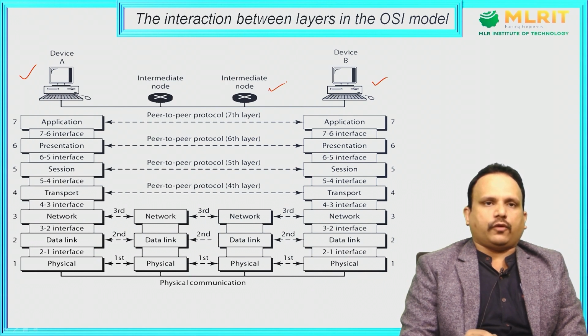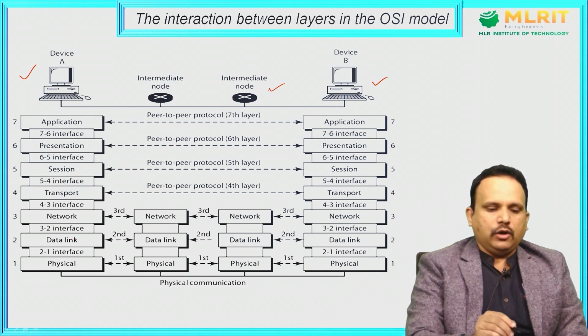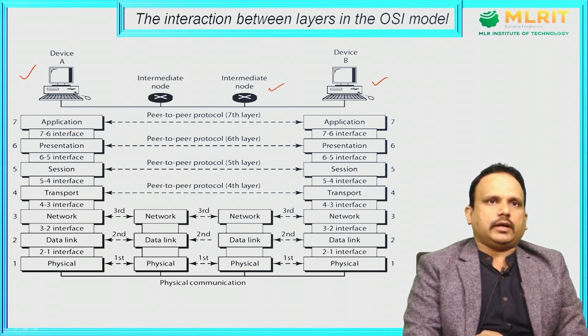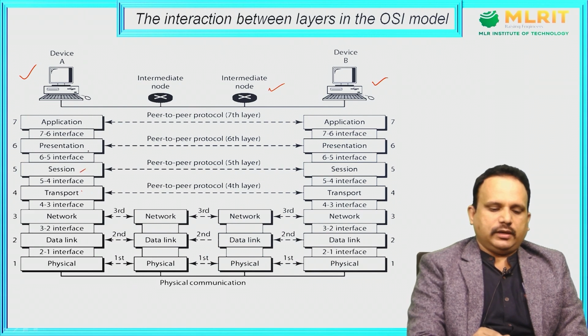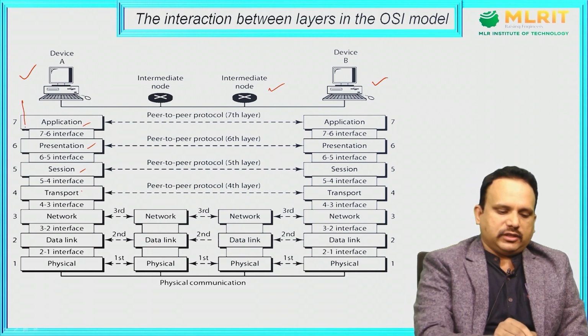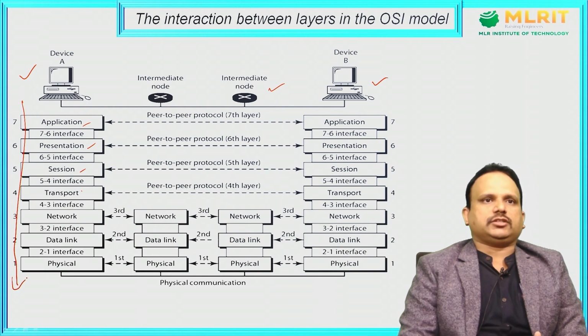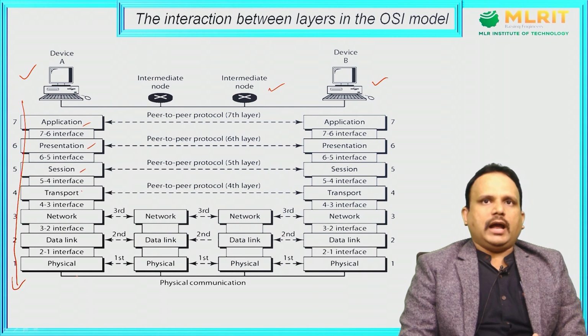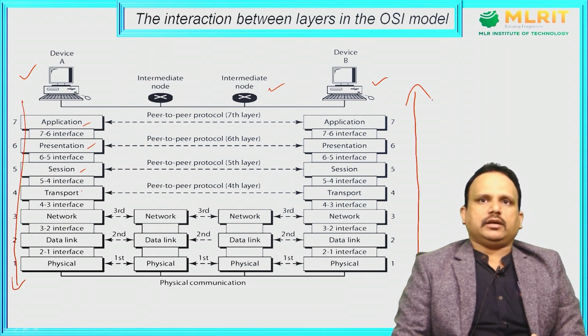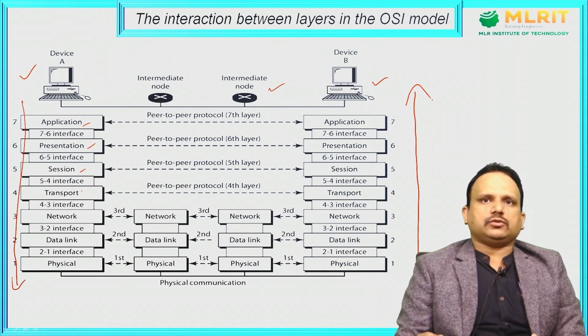Whatever layers we have discussed in the overview are included in this host A. For example, device A has the physical layer, data link layer, network layer, transport layer, session layer, presentation layer and application layer. So how the data transmission takes place is that in device A, the data will flow from higher layers to lower layers, in this direction. That means it follows a top-down approach. Whereas in device B, the data will flow from lower layers to higher layers.